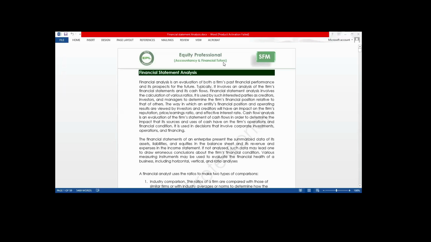Next, what are the items of the statement of financial position? You have your non-current assets. You have your current assets. You have your capital and reserves. You have your current liabilities, non-current liabilities. These are the items of the balance sheet statement. All right.